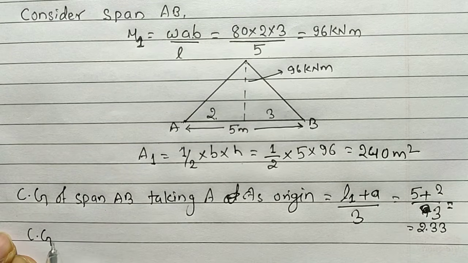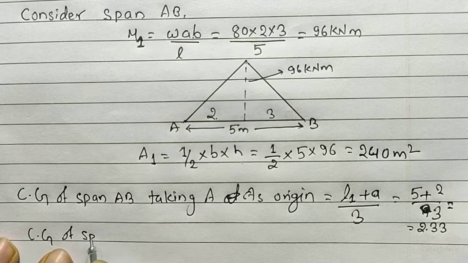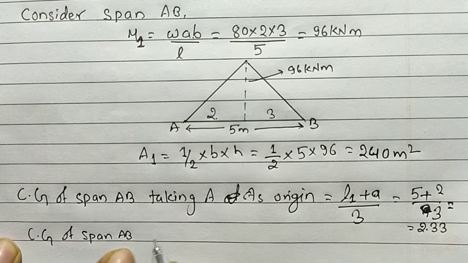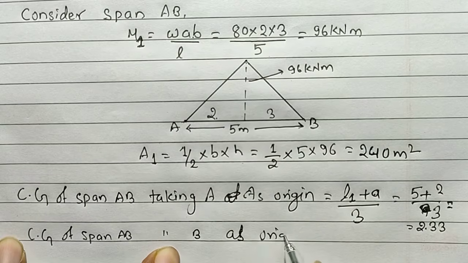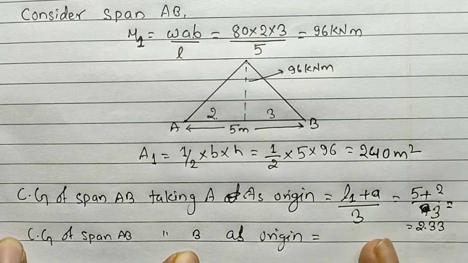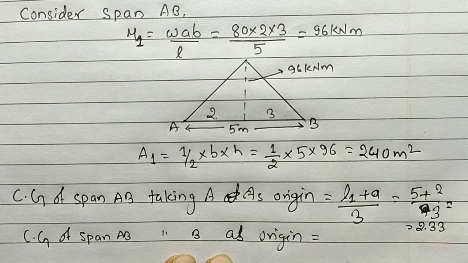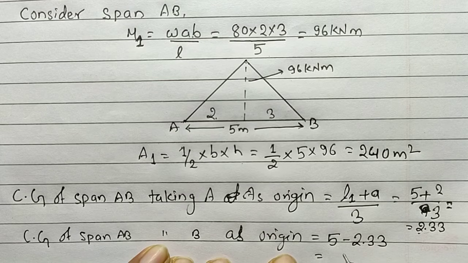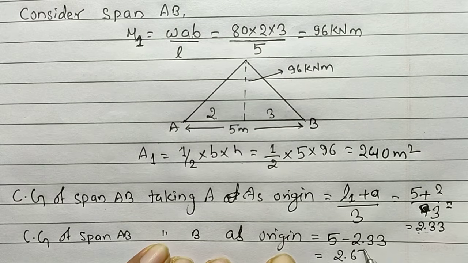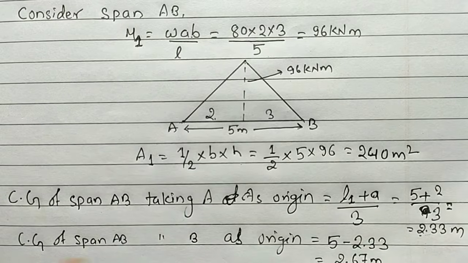Similarly, CG of same span AB, taking B as origin. Now we need to take B as origin. If we take B as origin, then its CG will be whole span minus this value, 5 minus 2.33. Then it will be equal to 2.67 meter.